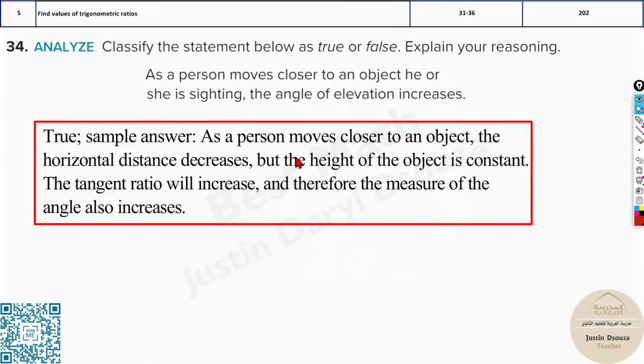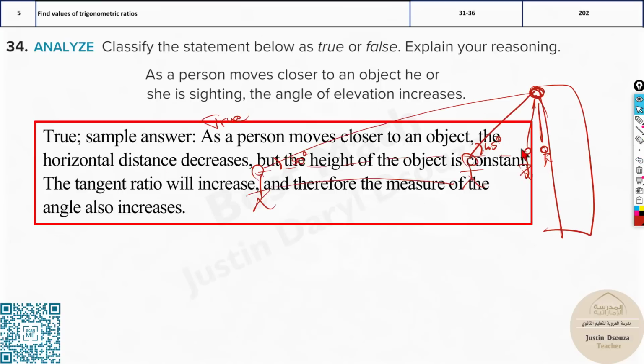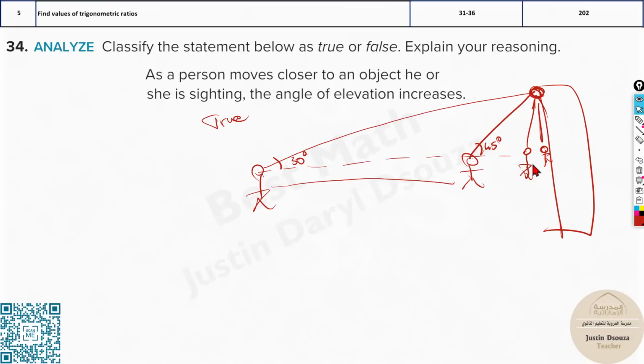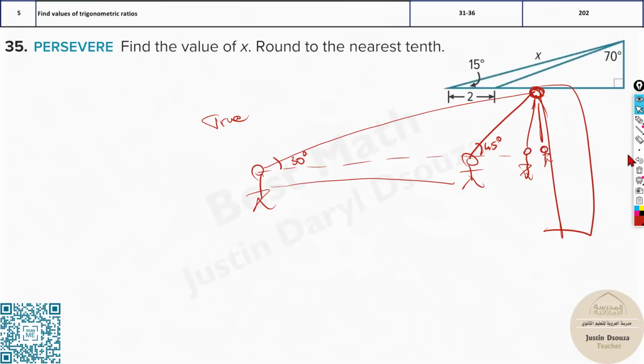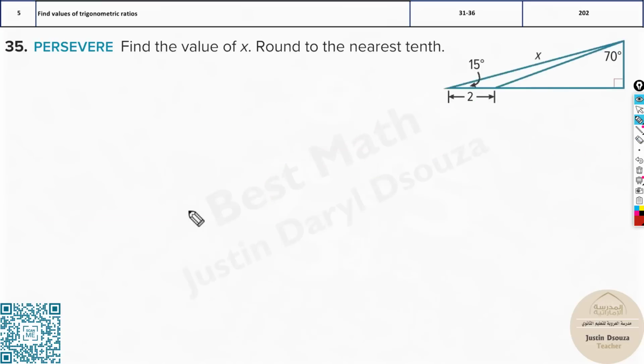That's because the horizontal distance decreases, but the height of the object remains the same. See, now the distance over here is too long, isn't it? But as you move closer, the distance over here decreases, but this height is a fixed object. It's not moving. It's going to be at the same position. That's the reason.